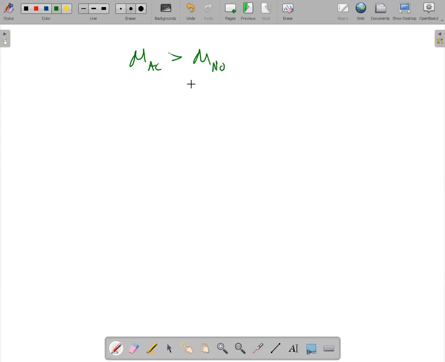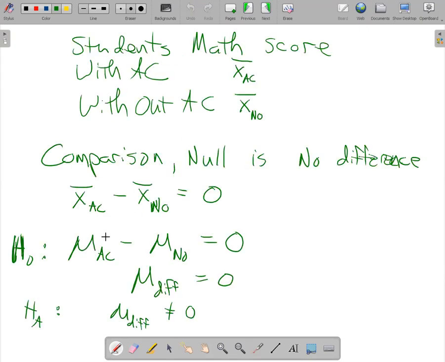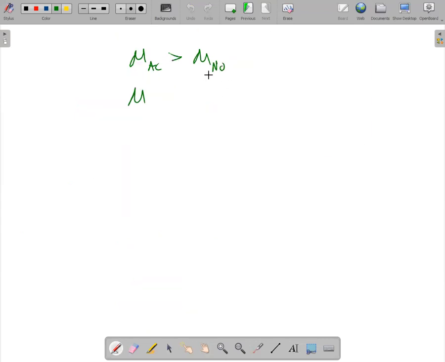So to turn this into an alternative hypothesis, I've got to get the mus on the other side. And I'd have to keep the same order. So I did AC minus no. So I'm going to subtract the no's to the other side. So that would be mu AC minus mu no would be greater than 0. Or I could say the difference in the means, mu diff, is greater than 0.